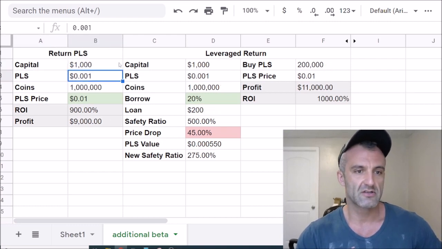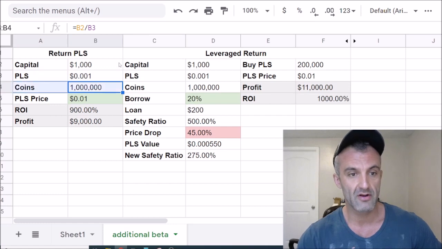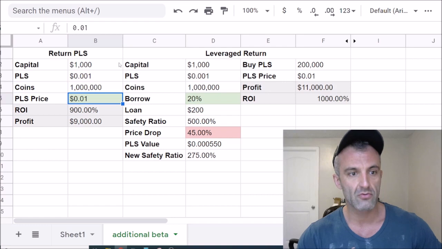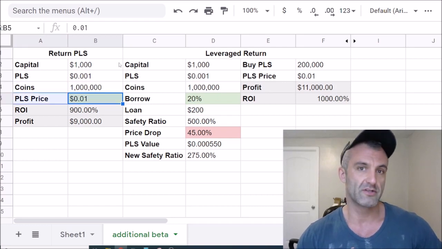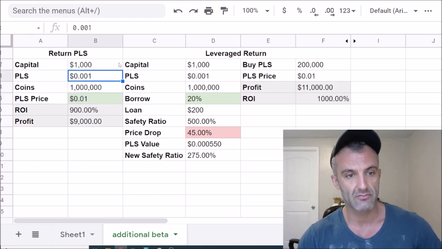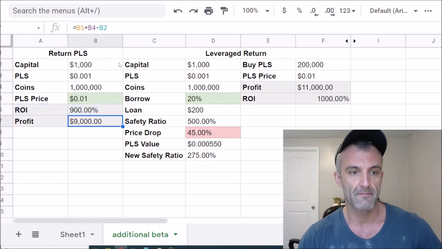Say Pulse is less than 1 cent, right? It's 0.001 cents. That means that you're going to put in $1,000 and you're going to get 1,000,000 coins. Now, say at some future time period, Pulse is now worth 1 cent, right? Perfectly plausible. Well, what does that mean for your return? Well, you put in $1,000, you got 1,000,000 coins, so that means you have a 900% return. And you currently have a bag that is worth $9,000.